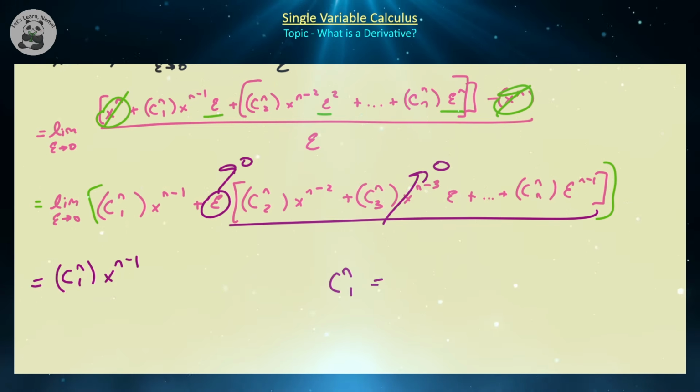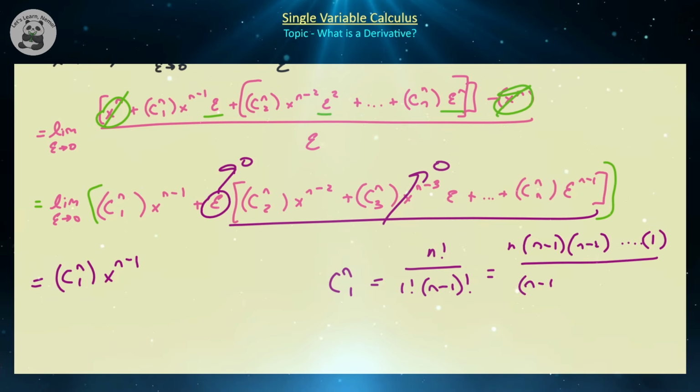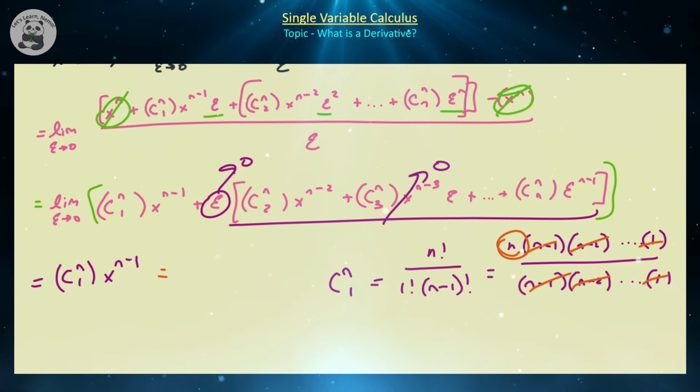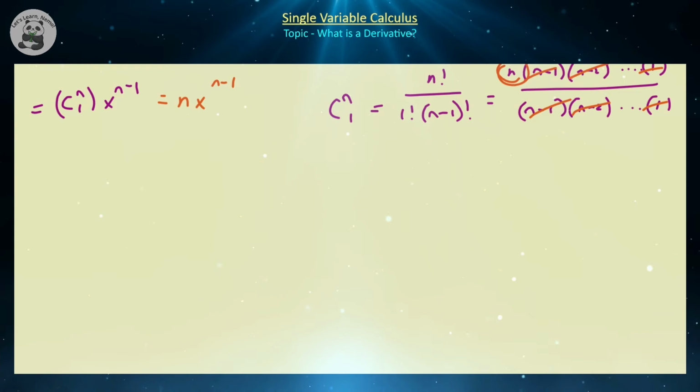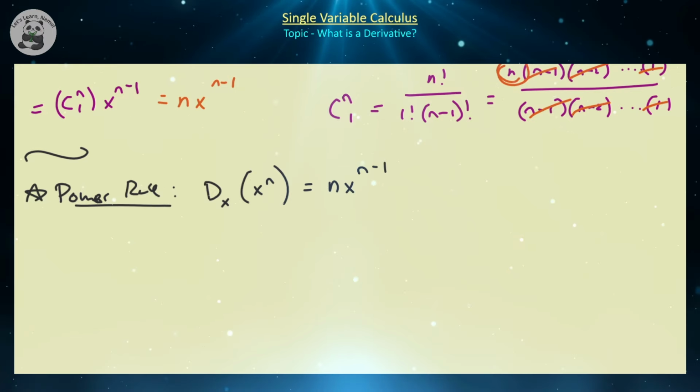But what is C(n,1)? Well, that's just going to be equal to n factorial over 1 factorial times n minus 1 factorial, which is just n times n minus 1 times n minus 2 down to 1, all over n minus 1 times n minus 2 all the way down to 1. Obviously everything cancels except for the lonely little n on top. Therefore this is just a fancy way of saying n x to the n minus 1. And therefore this gives us what we refer to as the power rule for derivatives, which says that the derivative of x to the power of n at a point x is just going to be equal to n times x to the n minus 1.